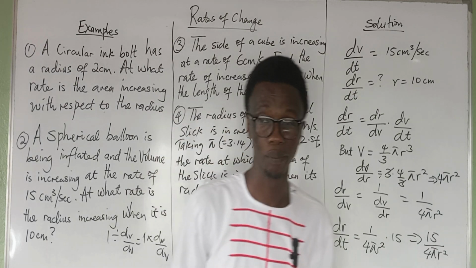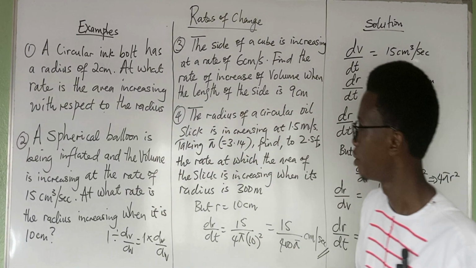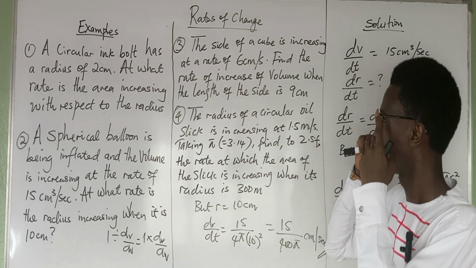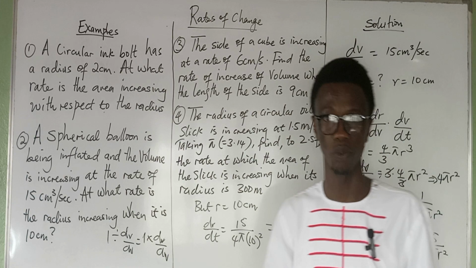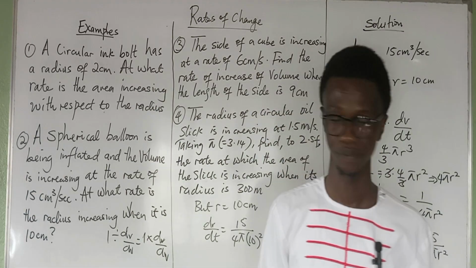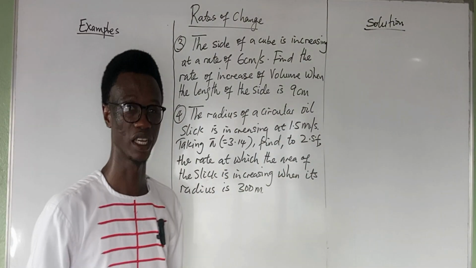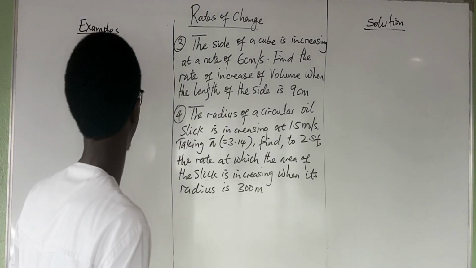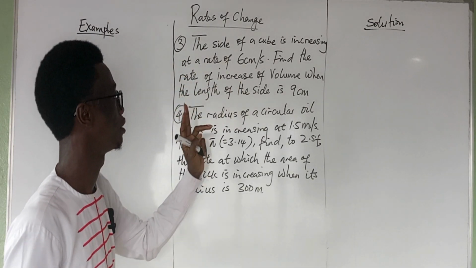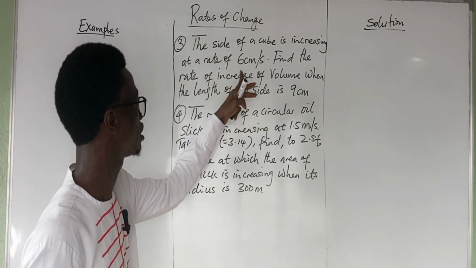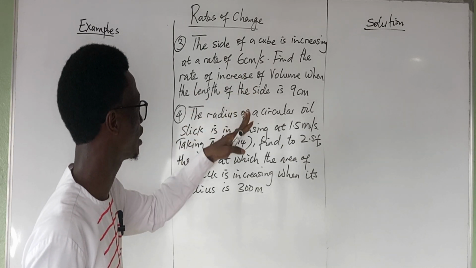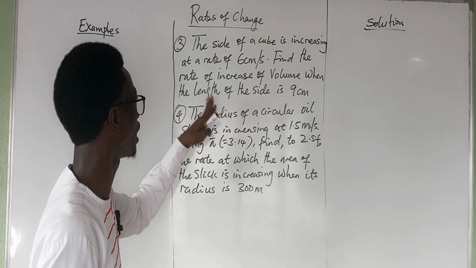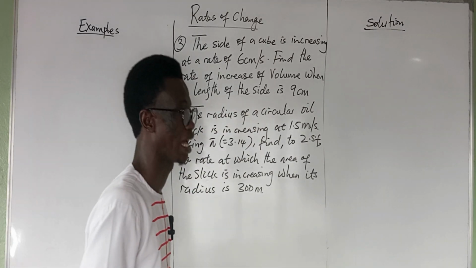So let's look at example 3, and the more we go, I think the more difficult problems we see. So stay with me for the next question. Let's solve example 3. Example 3 says the side of a cube is increasing at a rate of 6 centimeters per second. Find the rate of increase of volume when the length of the side is 9 centimeters.